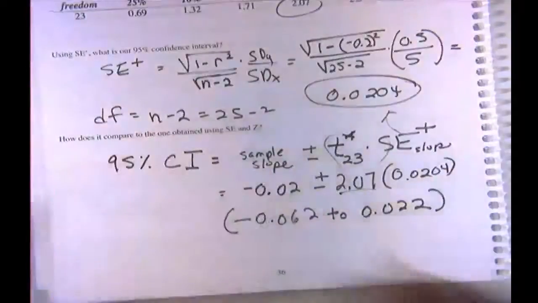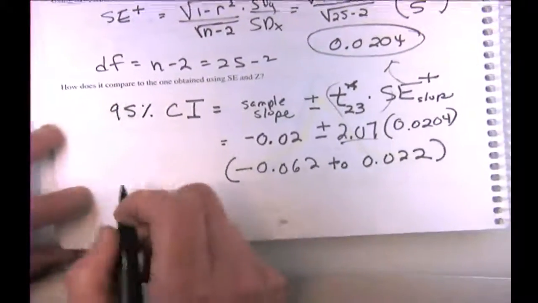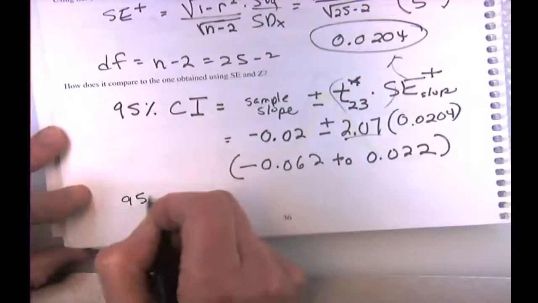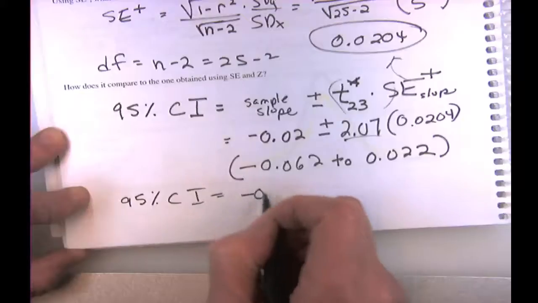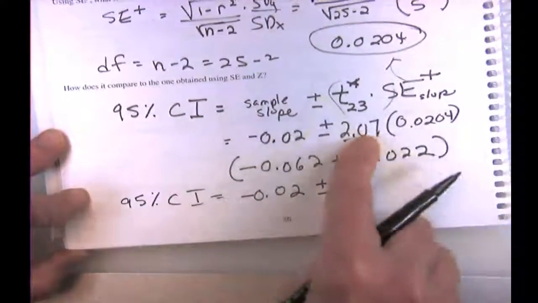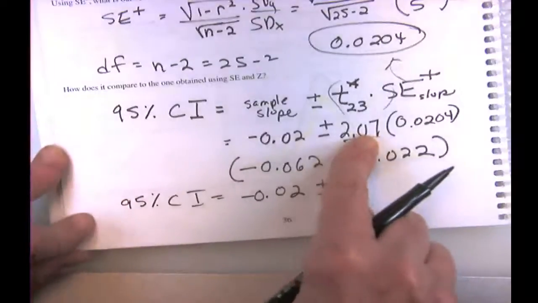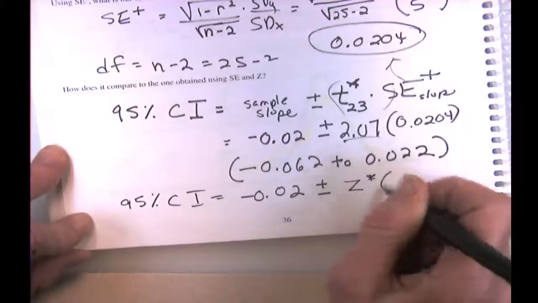Why don't we say that? That's the question. How does it compare to the one obtained by the z? Well, if we were doing the z, what would we do? It's the same exact thing. We'd just have to change this, right? Because now we'd be doing a z star. And now we have a choice.